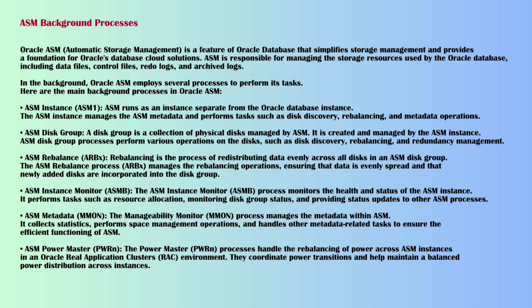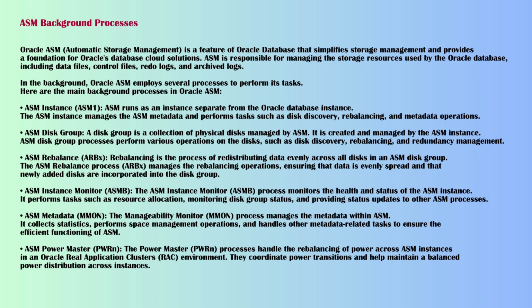ASM instance, ASM1. ASM runs as an instance separate from the Oracle Database instance. The ASM instance manages the ASM metadata and performs tasks such as disk discovery, rebalancing, and metadata operations. ASM Disk Group. A disk group is a collection of physical disks managed by ASM. It is created and managed by the ASM instance. ASM Disk Group processes perform various operations on the disks, such as disk discovery, rebalancing, and redundancy management.